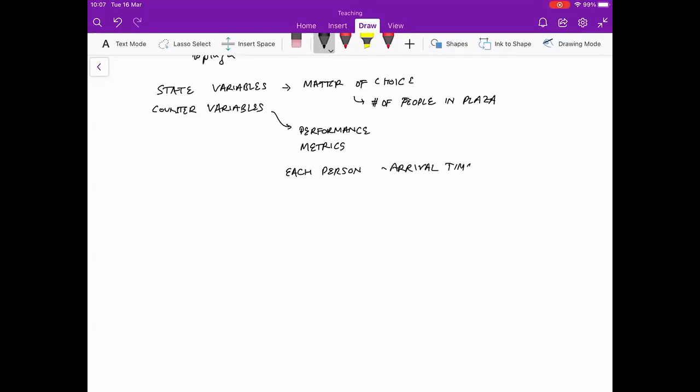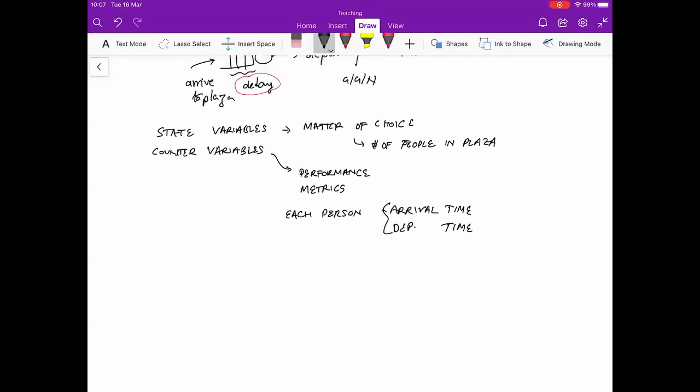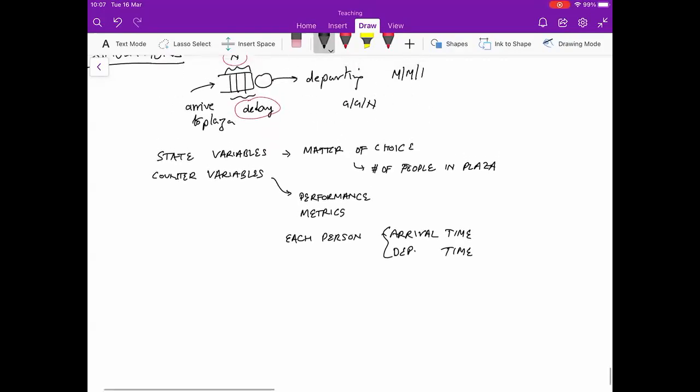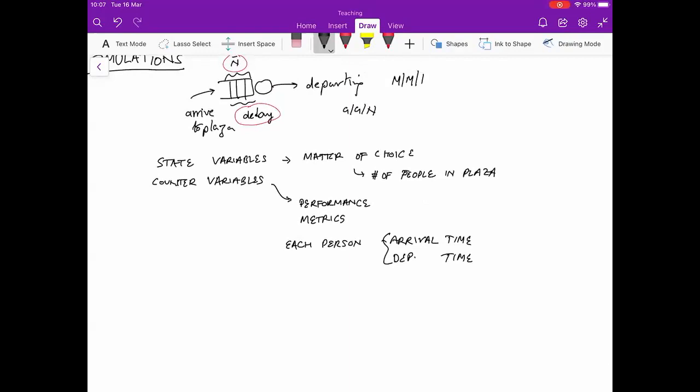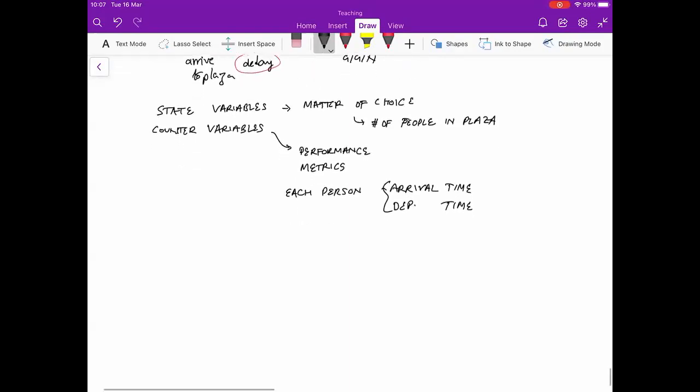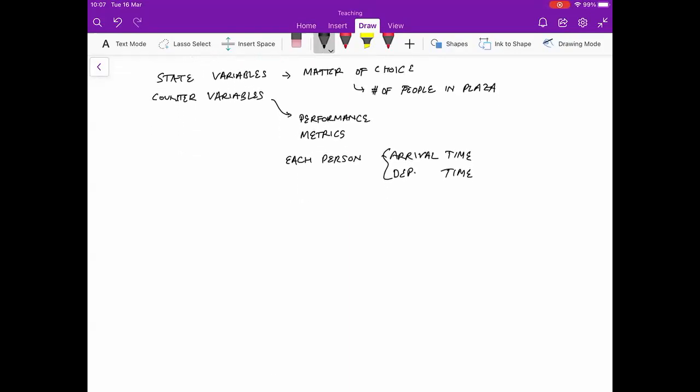And if you have these two, arrival time and departure time, then you know the delay. And then, of course, the first performance metric, which is the number of people in the queue, you get automatically from the states. You don't need a control variable for that, because it's already part of the state. And so this is the minimal choice of state and counter variables.